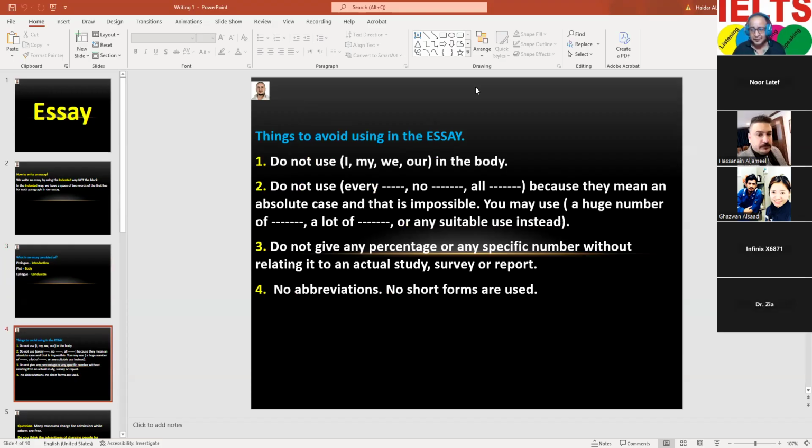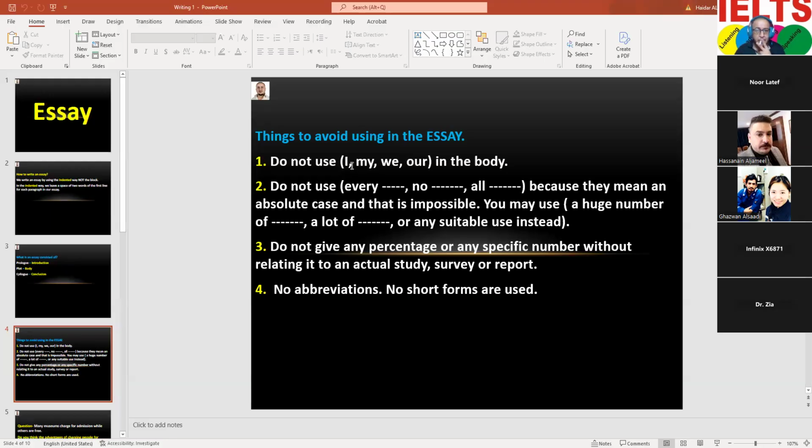Now, things to avoid using in the essay. Number 1, do not use I, my, we, our in the body. It is better not to use I, my, we, our in the middle paragraphs, in paragraphs 2 and 3.